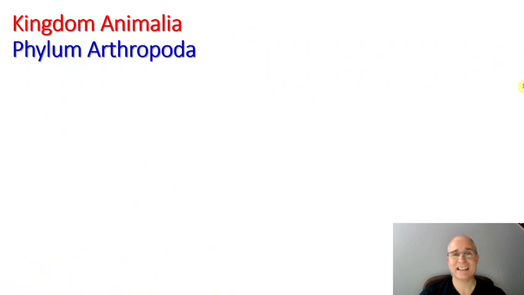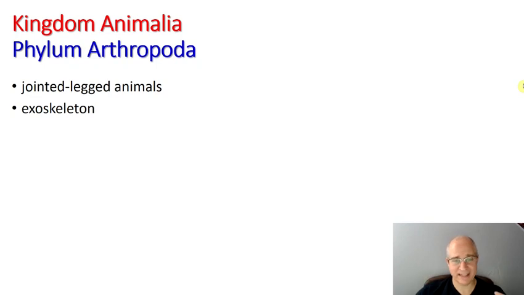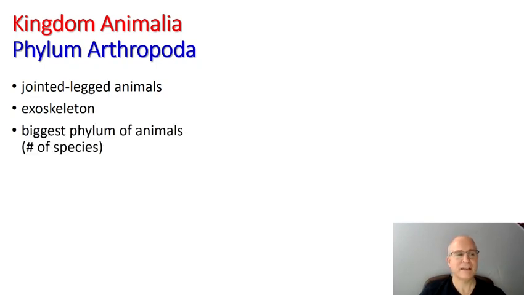Next phylum is the phylum Arthropoda, and this is a biggie. So these are the jointed-legged animals that are going to have an exoskeleton. So they're going to have their skeleton on the outside. And in fact, in terms of number of species, there are more arthropod species than there are any other phylum of animals. So we find lots of different arthropods out there.